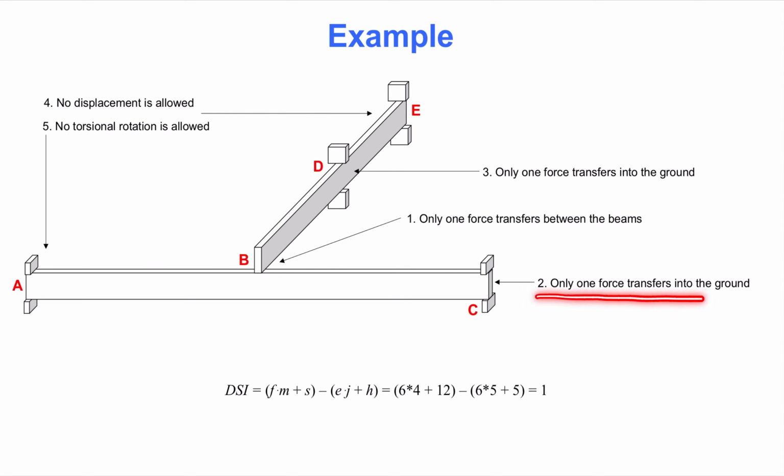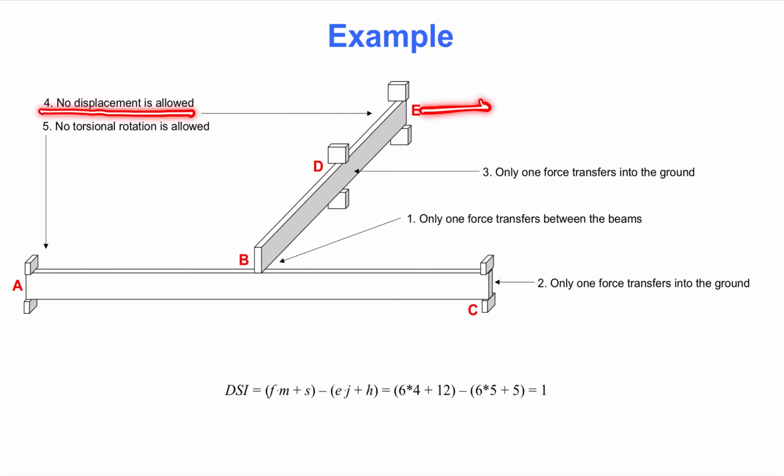Second, we say that only one force transfers into the ground at point C. This means that all other displacements and rotations can freely occur at this location. Third, we say that only one force transfers into the ground at the middle support of the upper beam at point D. This means that all other displacements and rotations can freely occur at this location as well. Fourth, we prescribe that no displacement can occur at point A and point E.